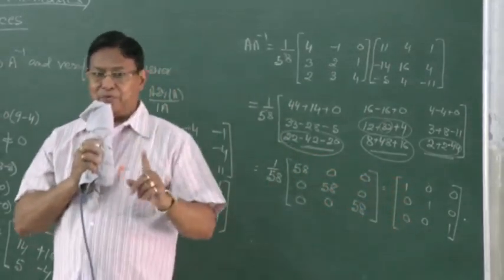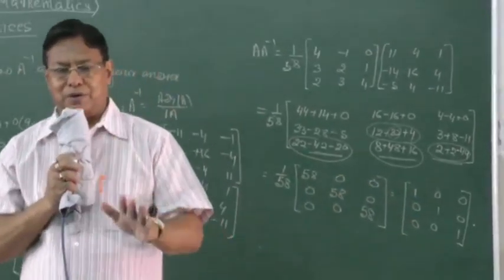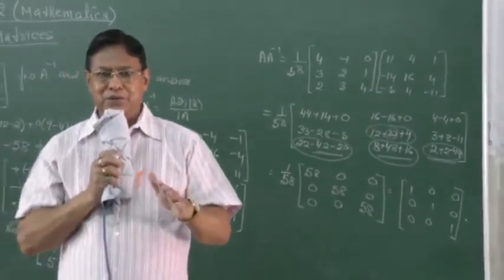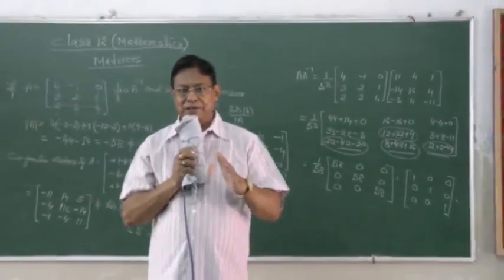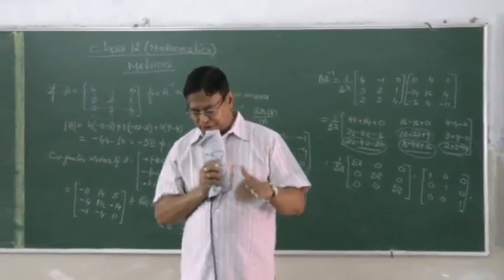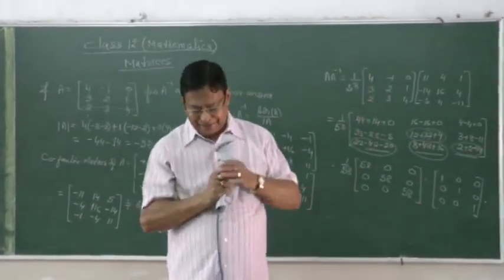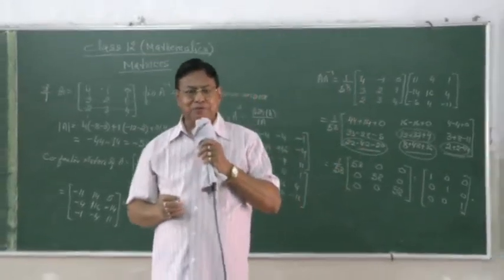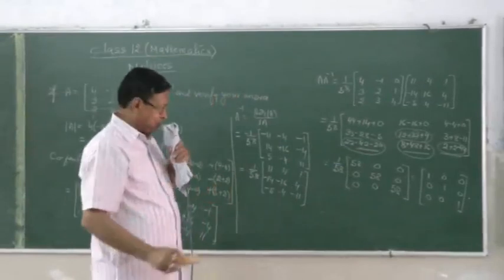If it's not verified, then your inverse is somewhere wrong. Is that clear? So to verify the answer, A into A inverse has to be an identity matrix. I'll come to another sum, hopefully where we don't make a mistake here, right? Now that is solving simultaneous equations with the help of matrices.